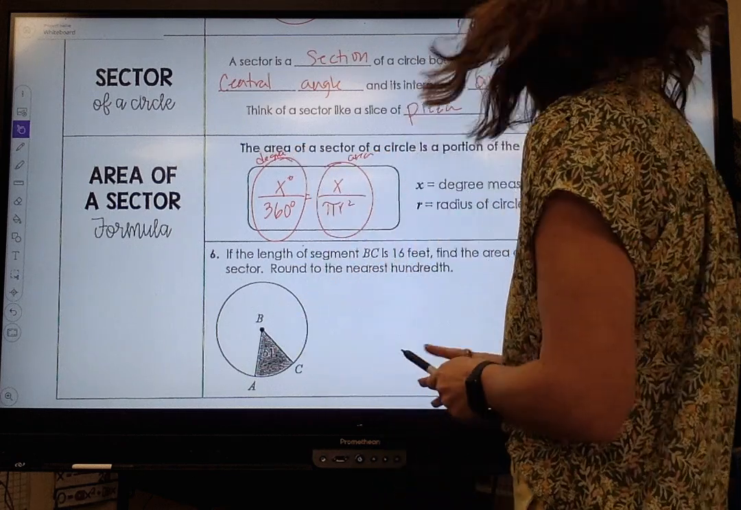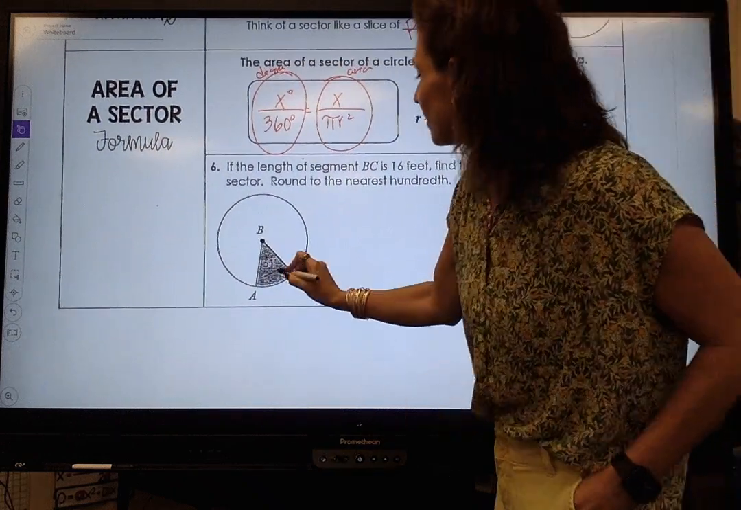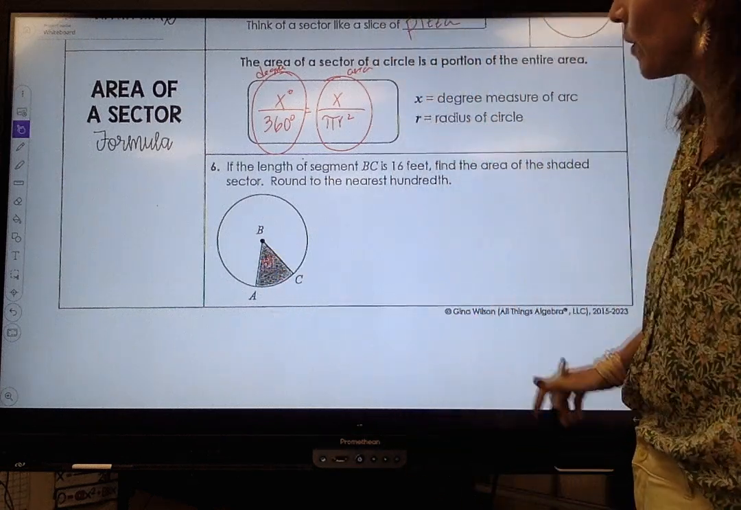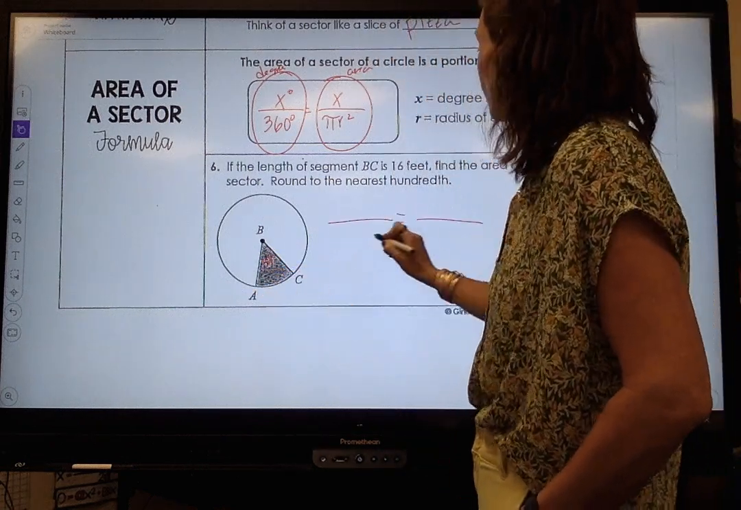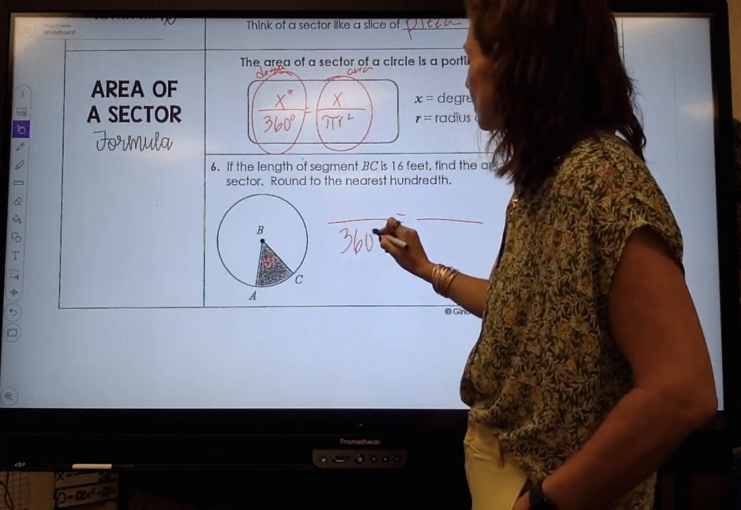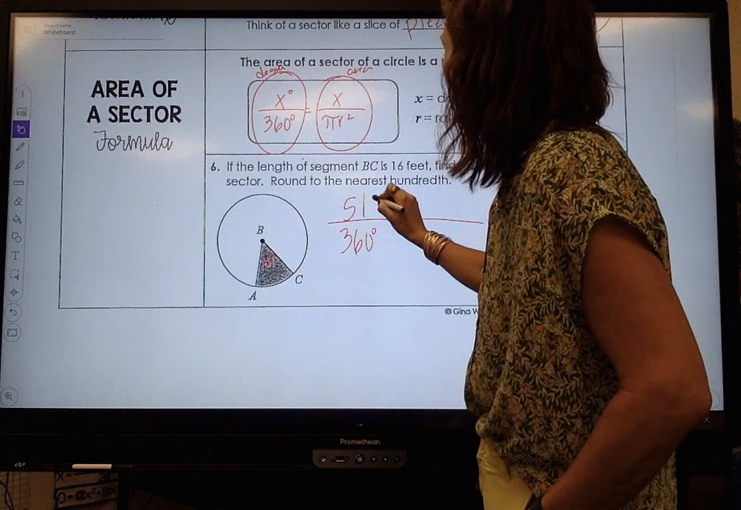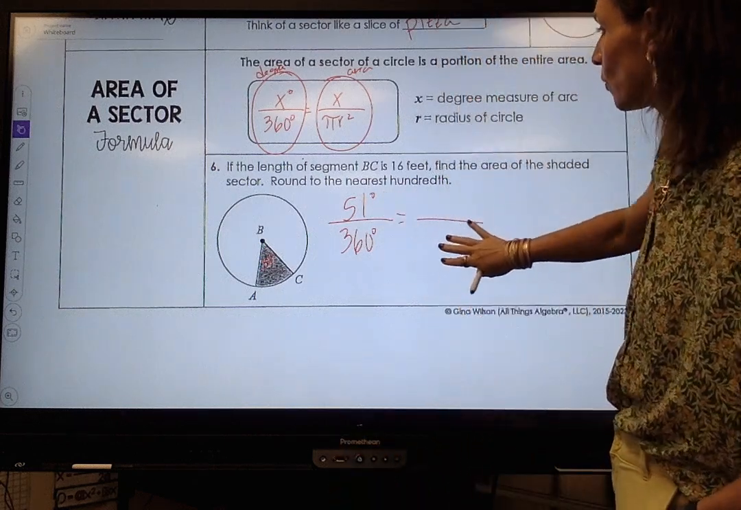So watch what happens here. If I look down at number 6, this says 51 degrees. I hope you can tell that in your notes, but that's 51 degrees. So that's my central angle. Watch how I'm going to set this up. I know that there are 360 degrees in a circle, and I'm looking for the area that has 51 degrees. I know that pi r squared gives me this total area.